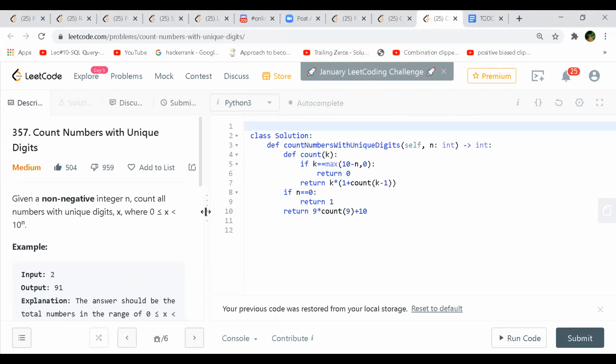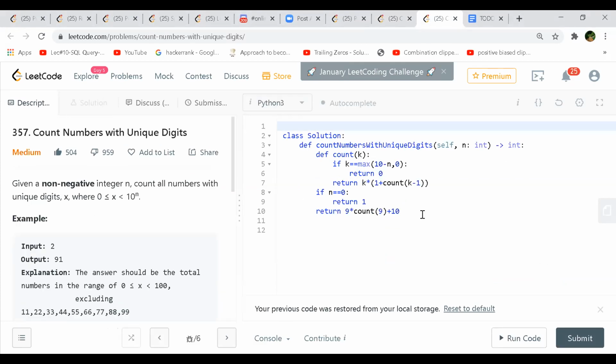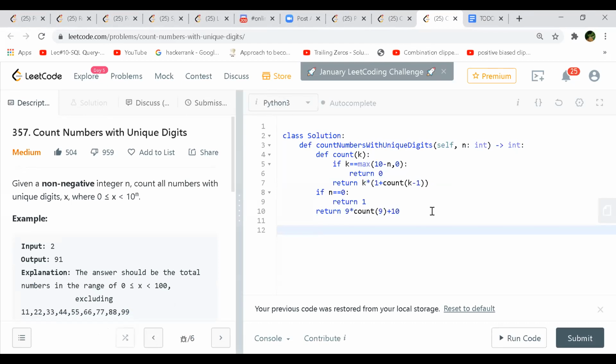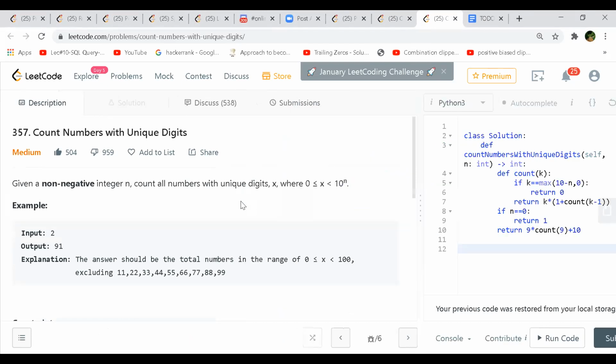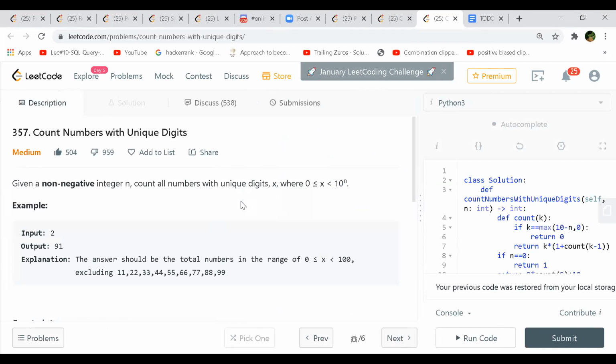So this is Count Numbers with Unique Digits, right? We are given a non-negative integer n and count all numbers with unique digits. So n will be the power of 10. So if it is two, it's 0 to 100.